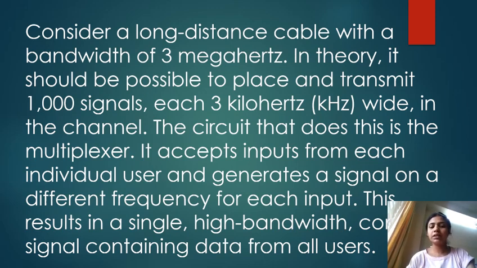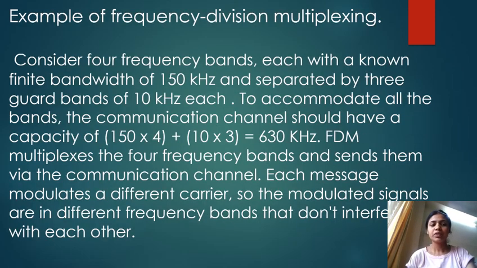The circuit that does this is a multiplexer. It accepts input from each individual user and generates a signal on a different frequency for each input. This results in a signal on a high bandwidth channel containing data from all the users. Let us go through an example for FDM.